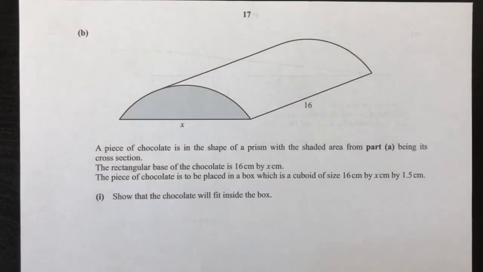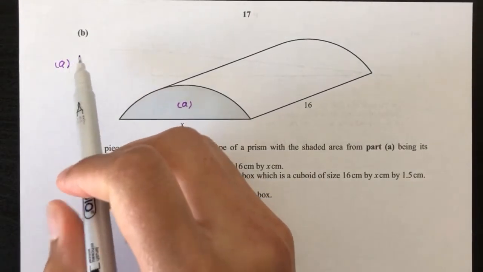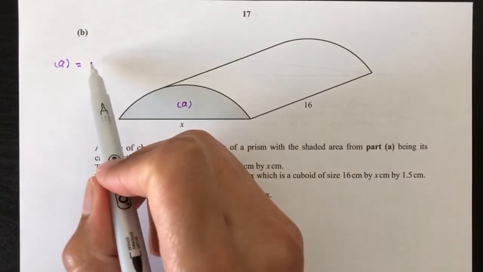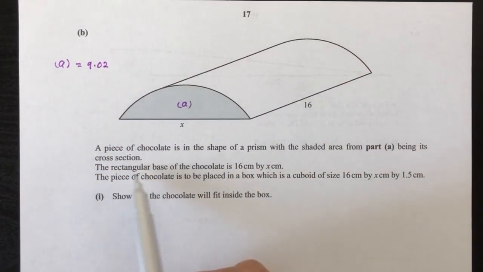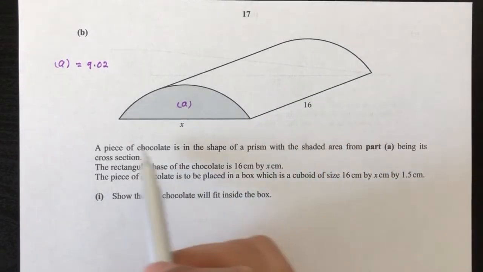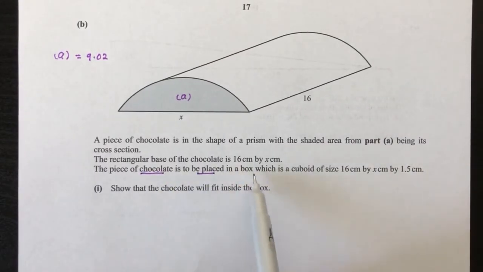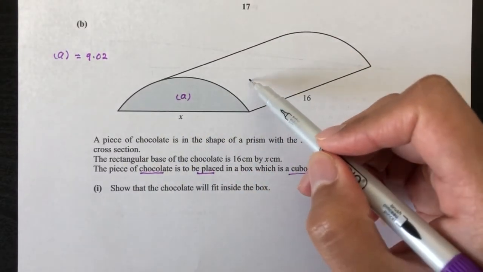Moving on to part B, it says a piece of chocolate is in the shape of the prism in part A. So A was, we just found out, 9.02. That was the area of the cross section. Now, the rectangle base of the chocolate is 16 by x. Now we say the piece of chocolate is to be placed in a box which is a cuboid of size 16 by x and 1.5. So which means it has the same length and the same width, and the height of the box is 1.5.